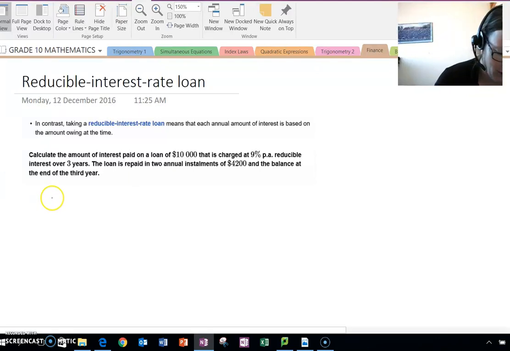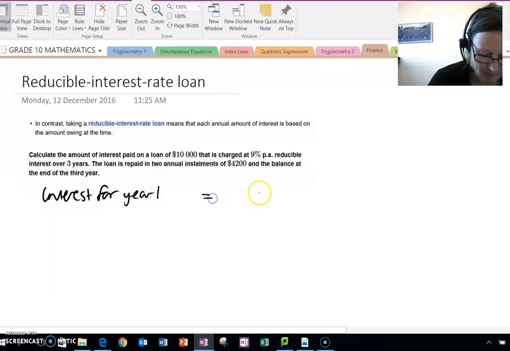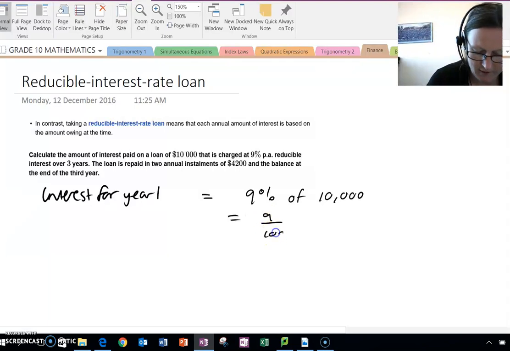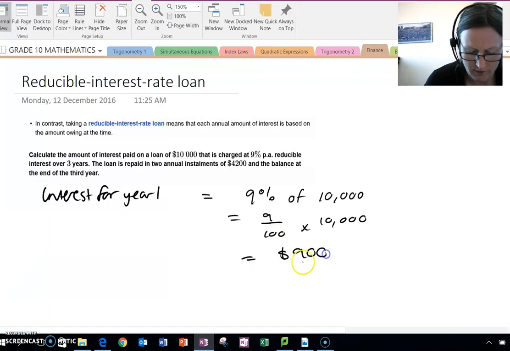So for the first year, the interest for year 1, you are paying 9% of $10,000. So you will pay 9% of $10,000 interest, so you will pay $900 interest.